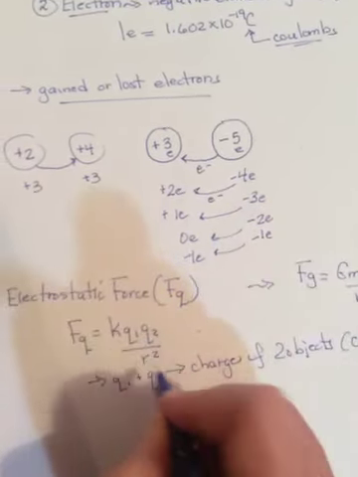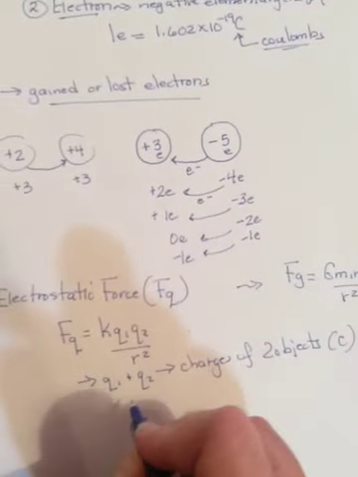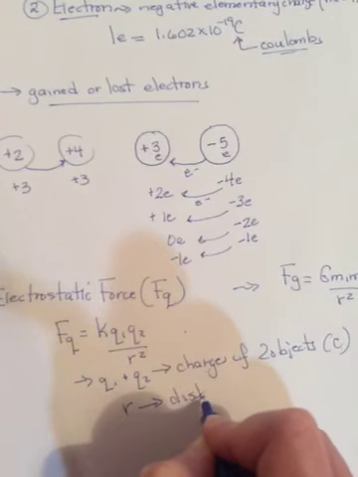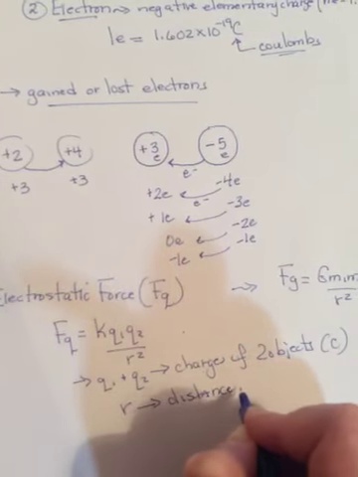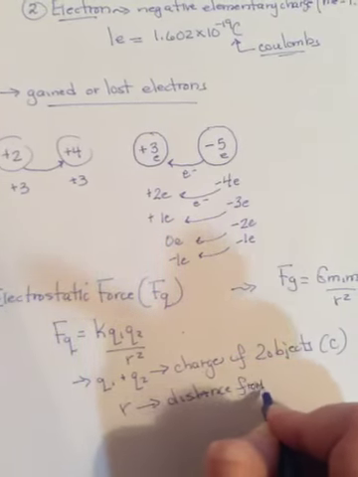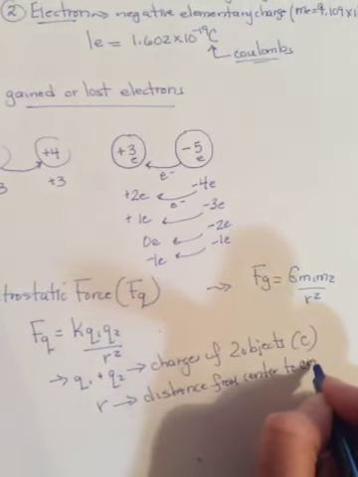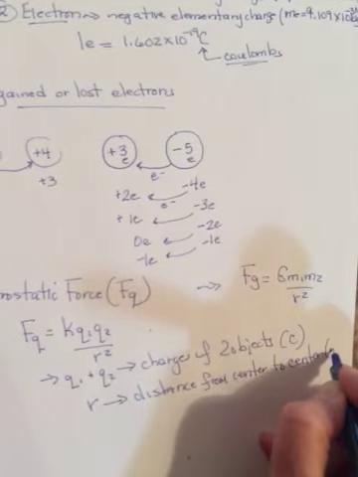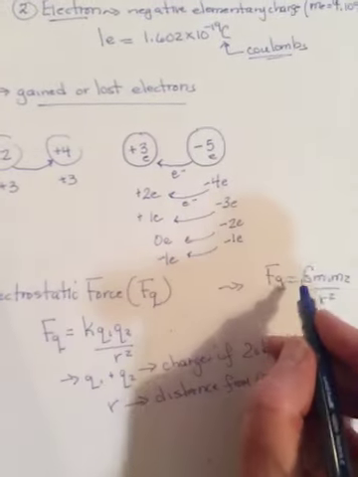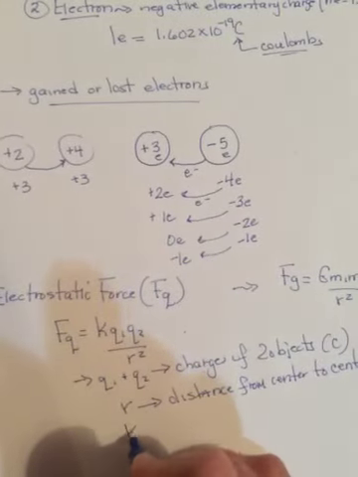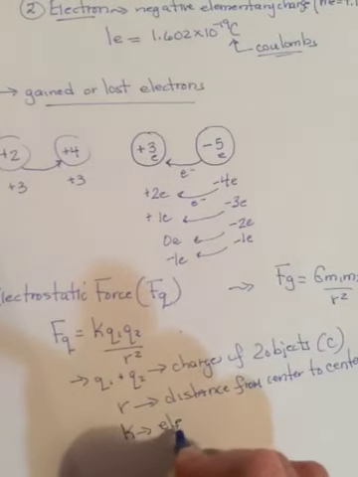Okay? The r is just like the r in the gravitational equation. It's the distance from center of one object to center of the other. Distance from center to center. Of course, measured in meters. And the k, just like the g was the universal constant in gravity, the k is called the electrostatic constant.